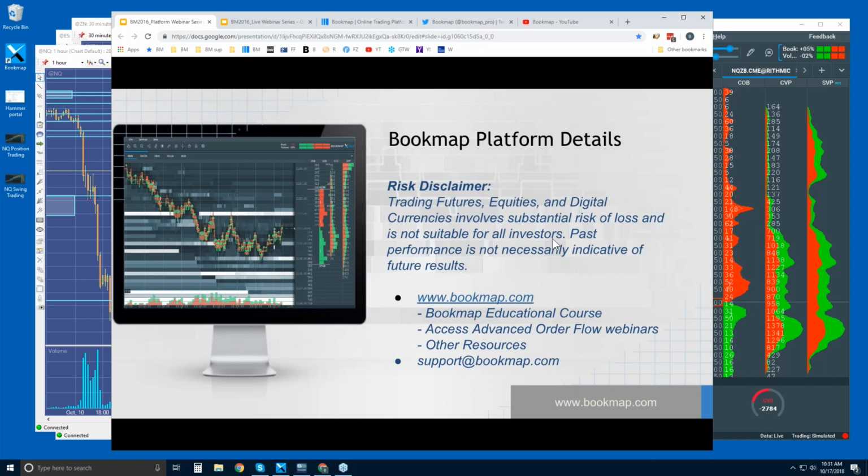Okay, we're going to just start with the basics, understand the elements on the Bookmap chart, define them, and then start to analyze the order flow. And this is what we do in the education. There's education that comes with the subscription. There's a 4-part educational course.